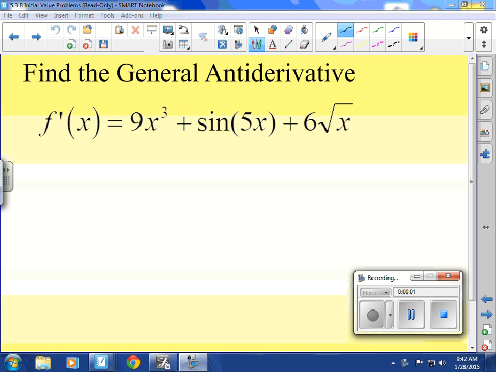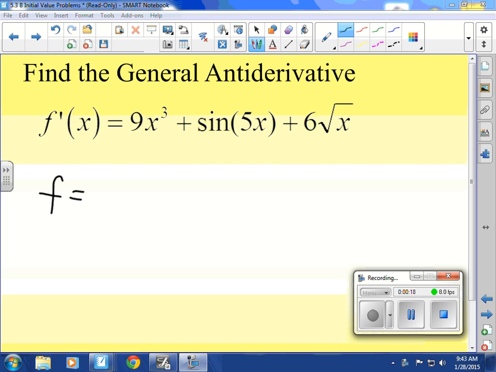Okay, so let's do a couple of warm-up problems, and then we'll get on to the new topic. I've got f prime is 9x cubed plus the sine of 5x plus 6 times the square root of x, and I wish to find f.